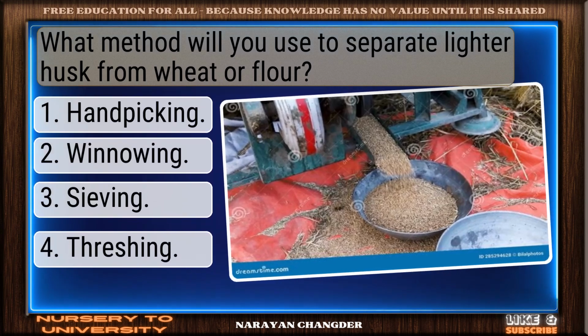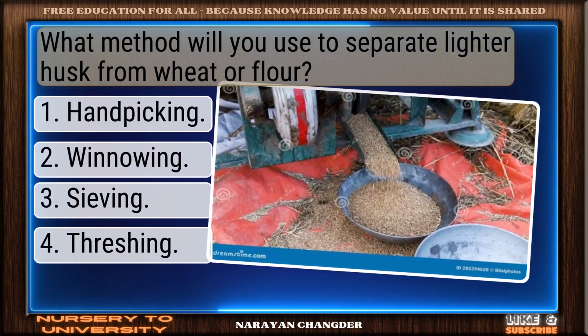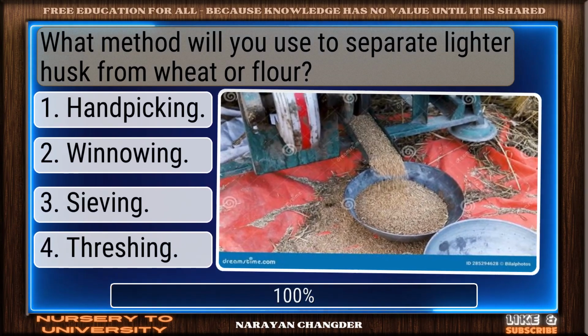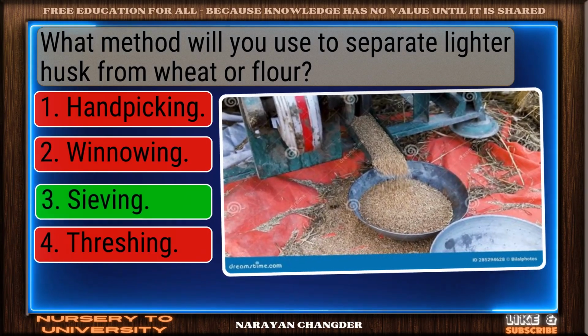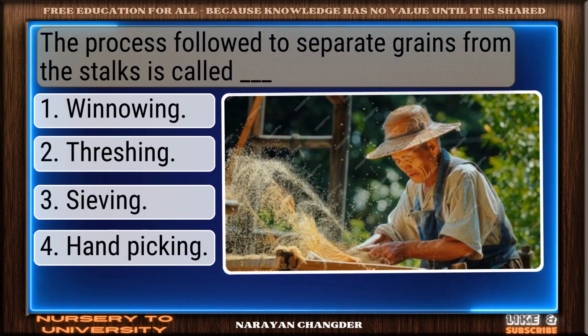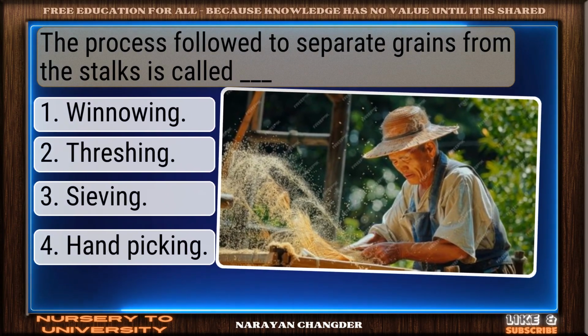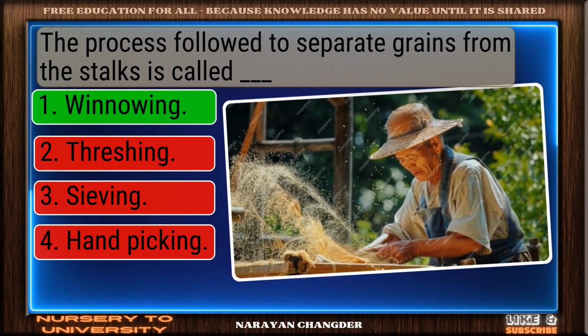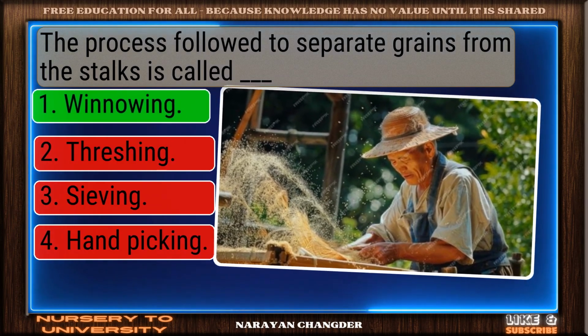What method will you use to separate lighter husk from wheat or flour? Great thinking. Sieving is the right choice. The process followed to separate grains from the stalks is called dash. Solid response. Winnowing is a valid choice.